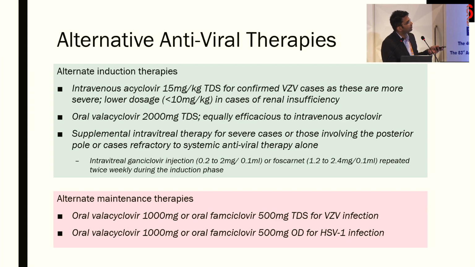Now, alternative therapies in the induction phase: you can use oral valacyclovir, which has very good bioavailability. 2 grams TDS is equally efficacious to intravenous acyclovir. And alternate maintenance therapy could be oral valacyclovir, 1000 milligrams TDS, or maybe once a day for different etiological agents. The bioavailability of these drugs is so good that you need not give intravenous therapy and need not admit these patients. But the downside is the cost of these medications, which is very high.